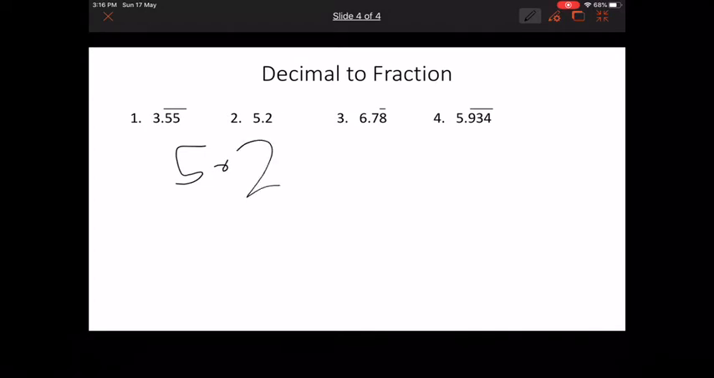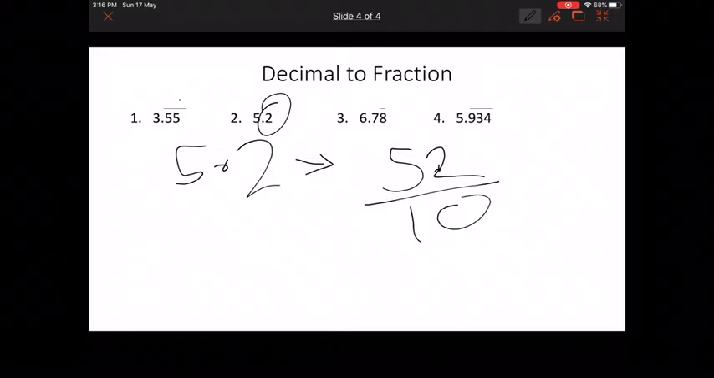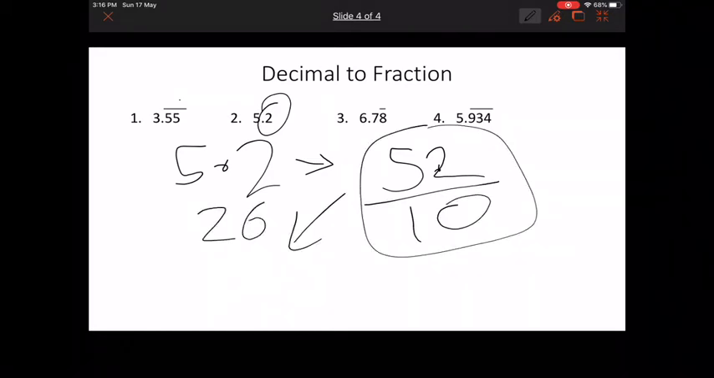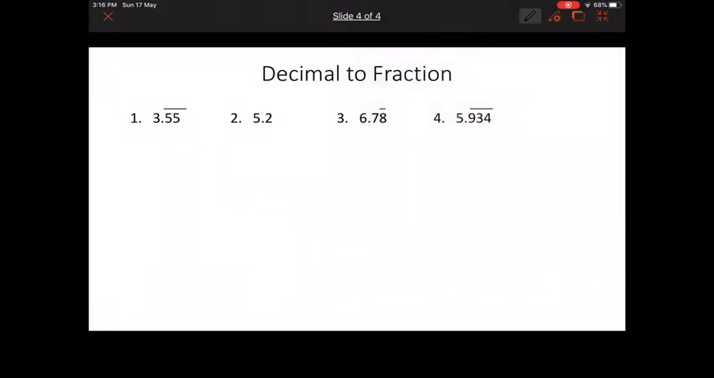After that, 5.2. If it is terminating and it does not have a bar, then we can directly multiply it by 10, and I'll tell how. See, 5 point 2 means 52. It will become 52 by 10, which is a fraction. On simplifying it, you will get 26 by 5. You have to simplify it every time.